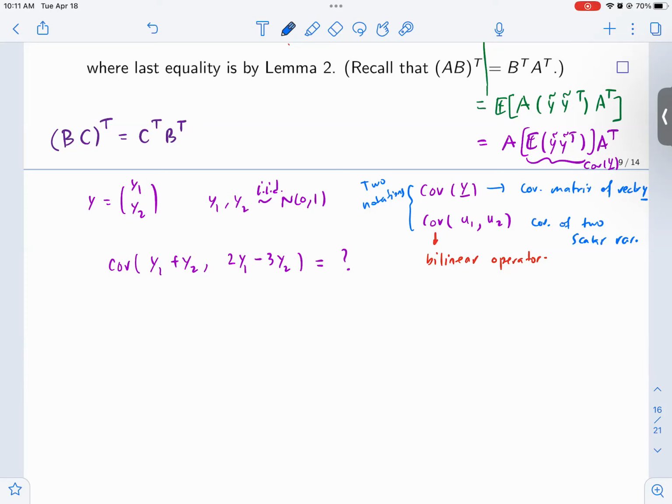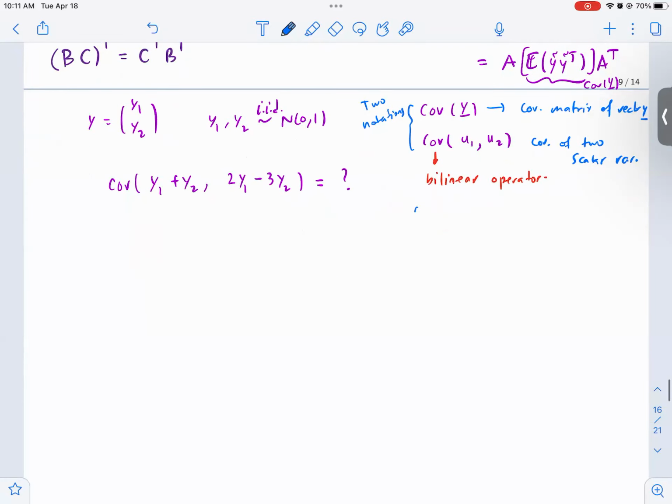Yes. Like the covariance of y1 plus y2 equals the covariance of y1 plus the covariance of y2. Covariance of y1 plus y2. Can you say it again? Like that's equal to the covariance of y1. So it has two arguments, so you need to provide another argument. The variance of y1. No, let's say you want to compute the covariance of. So let me go back. We'll get to that.